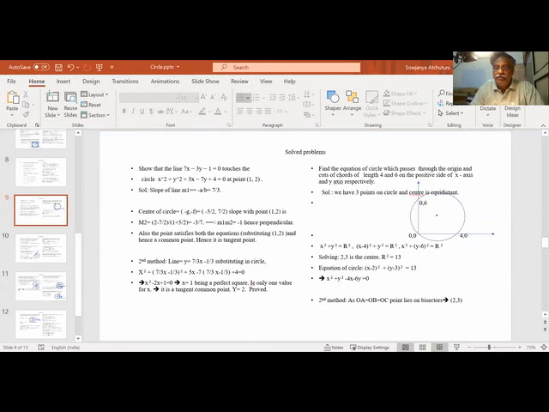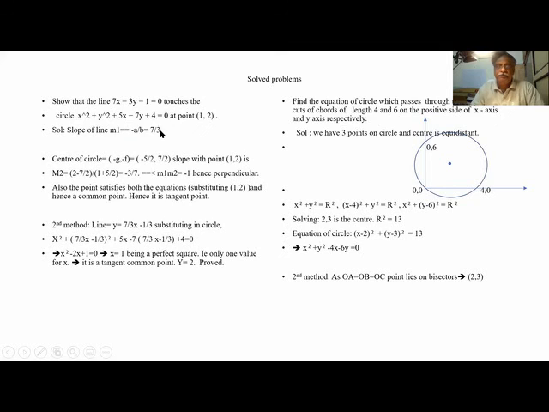Let us see another problem. Show that the line touches the circle at point (1, 2). This line touches the circle at point (1, 2). So let us see, what is the slope of the line? The slope of the line is minus 7 by minus 3, which is 7 by 3.